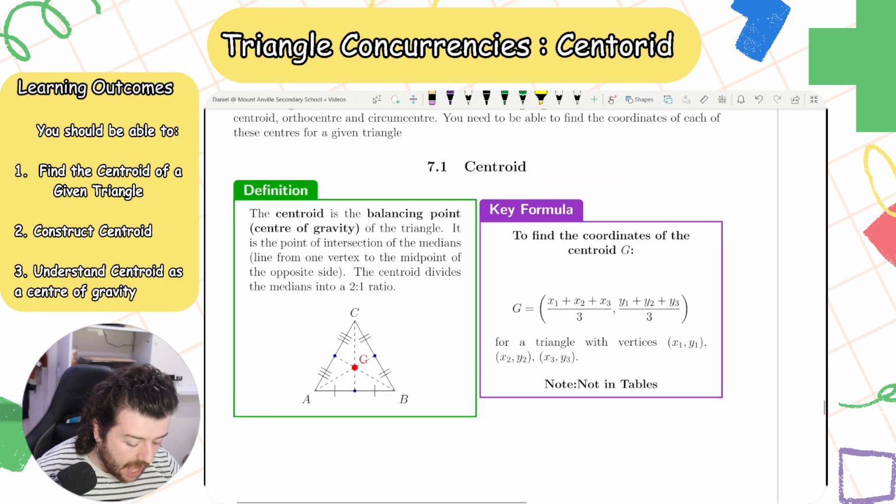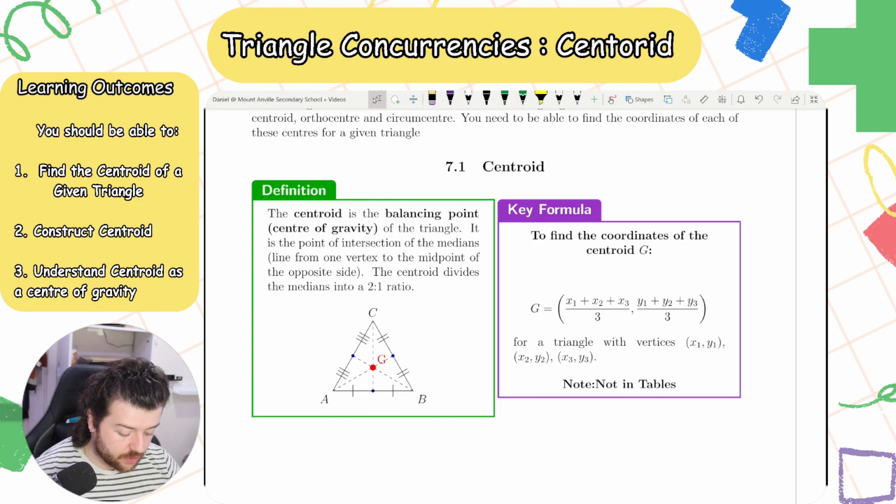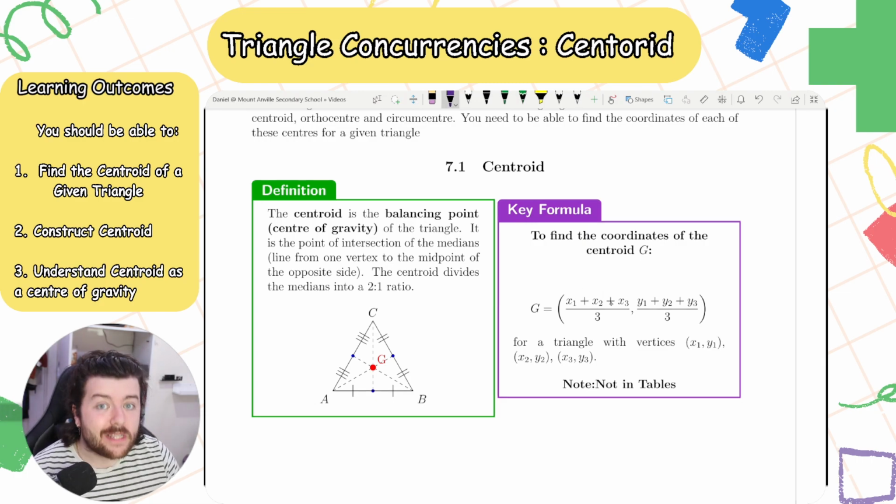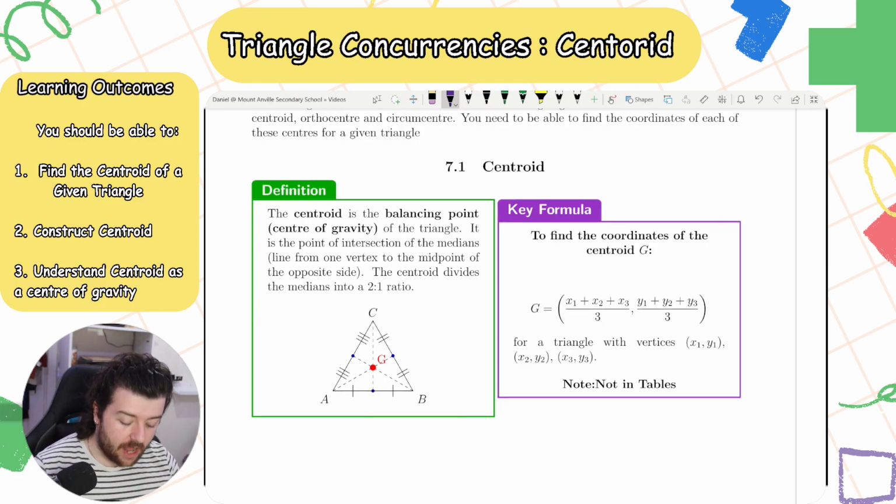So how do we find the centroid? We find the centroid by using this formula: x1 plus x2 plus x3 divided by 3, and y1 plus y2 plus y3 divided by 3. So you use this formula. It's not in your log tables. It's the easiest way to find the centroid.